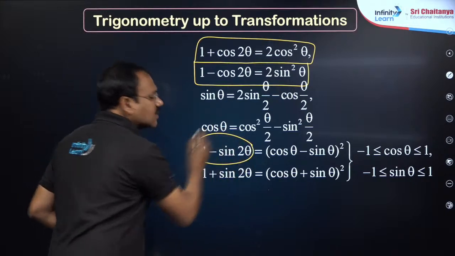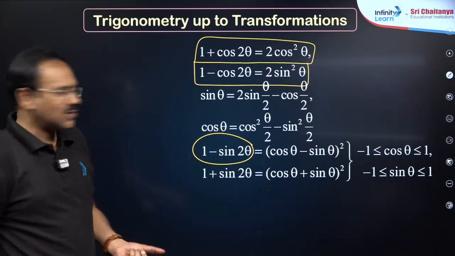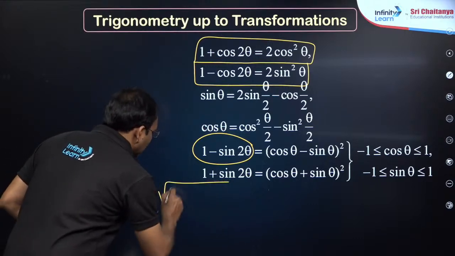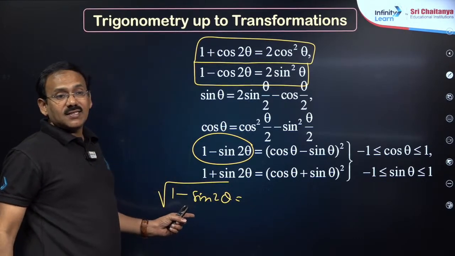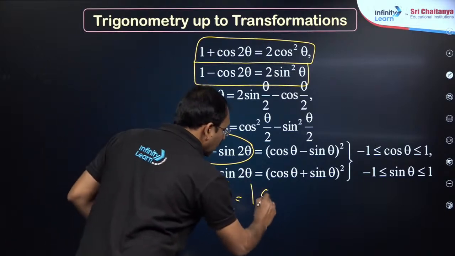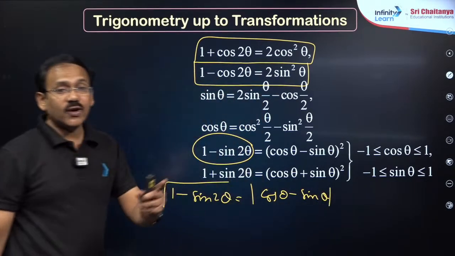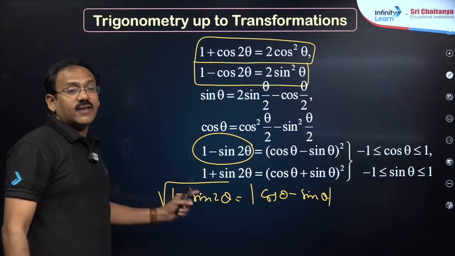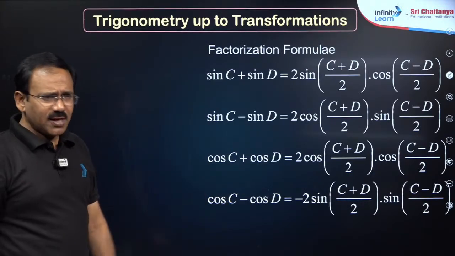Whenever you see 1 minus sin 2 theta, you can write it as (cos theta minus sin theta) whole square. It's very, very important. Square root of 1 minus sin 2 theta is the square root of (cos theta minus sin theta) whole square, which becomes modulus of cos theta minus sin theta, my dear friends. Don't forget to put modulus. Root of x square is mod x. Okay. Next, my dear friends, transformations.